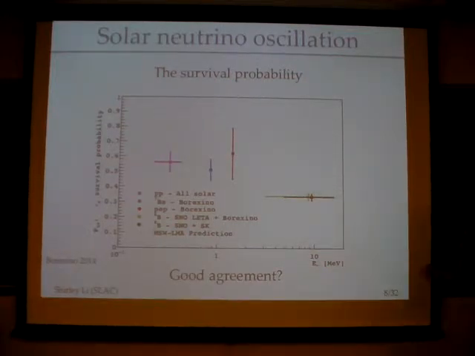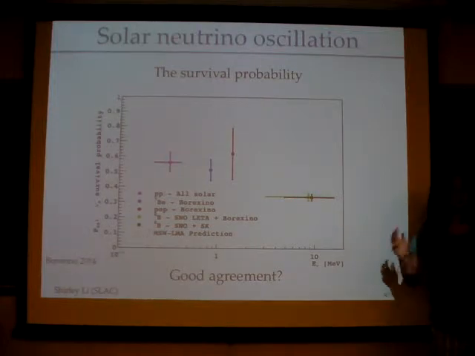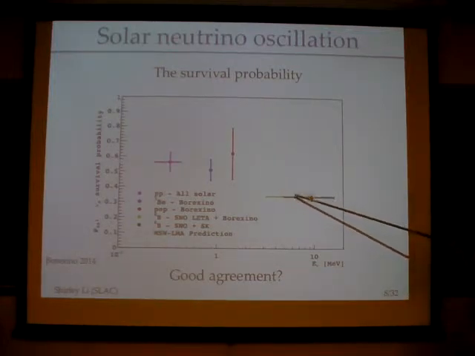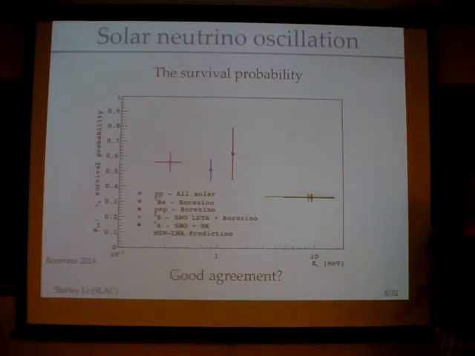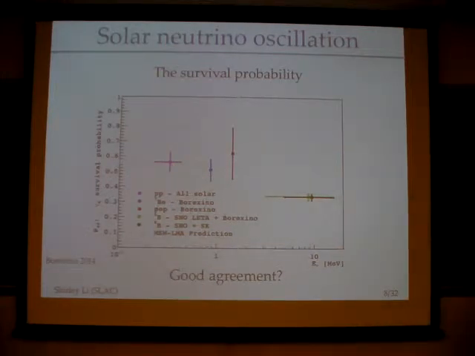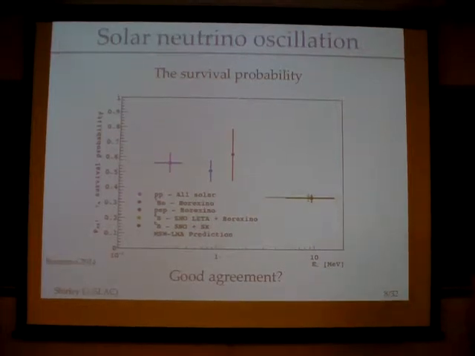So this introduces matter potential at higher energy, and vacuum oscillation at lower energy. One thing that's good, though you don't have to see the gray band, is that the gray band basically lies on top of the experimental measurement. These error bars are various measurements from various solar neutrino experiments.